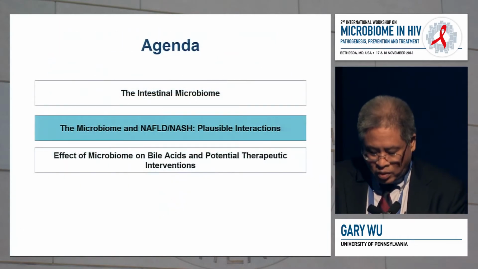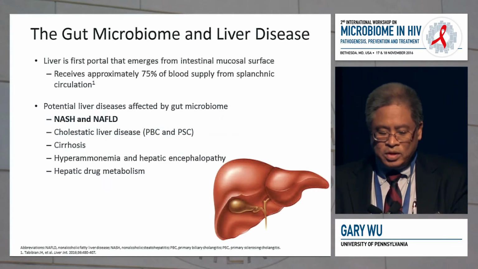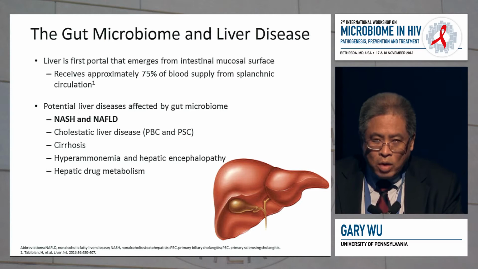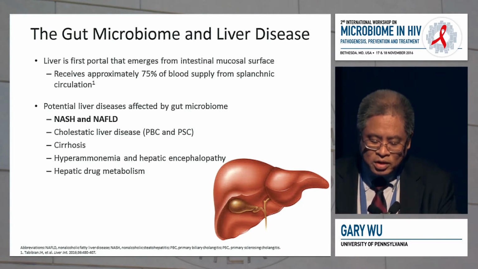So let me now segue to liver disease and focus on NAFLD and NASH, some plausible interactions here. So what is the relationship between the gut microbiota and the liver, and why is it such an important physiologic target? Well, the reason is obvious. There's a direct portal between the gut and the liver.